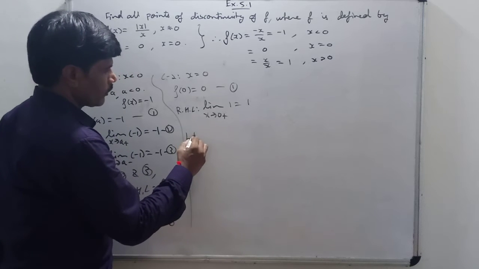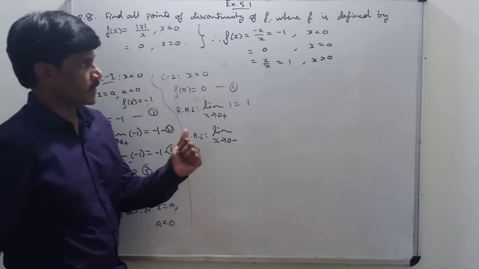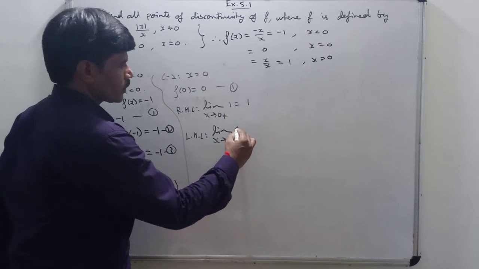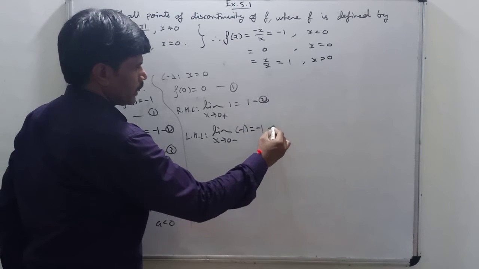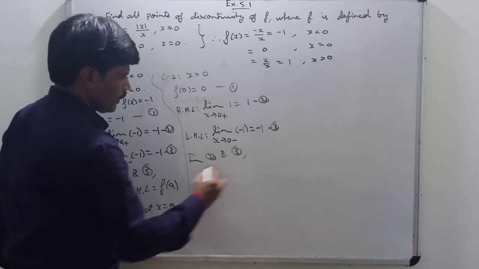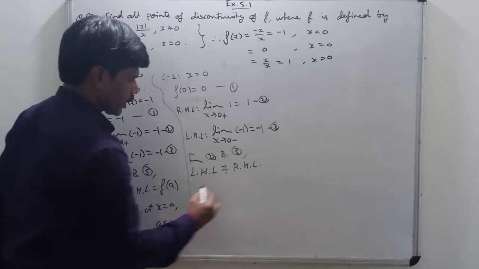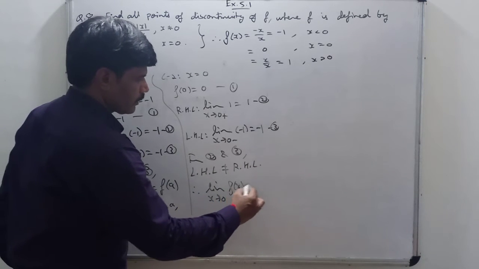Okay. Now you find out LHL. Limit x tends to 0 minus of f(x). When x is less than 0, what is the function? When x is less than 0, the function is minus 1. Now limit of constant is constant. So here from 2 and 3 we understood that LHL, that is the left hand limit, is not equal to the right hand limit. So therefore we can say limit x tends to 0 of f(x) does not exist.